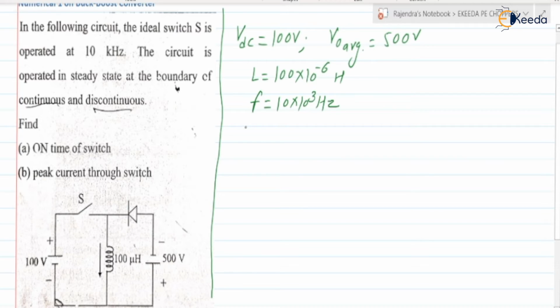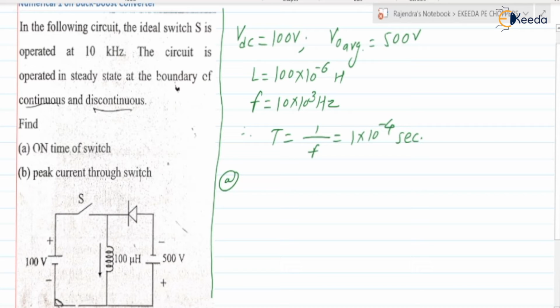So can we find the time? T is equal to 1 by F. If you check, it is 1 by 10 kilohertz, that is equal to 1 into 10 to the power minus 4 seconds. This is the time T, which is equal to T on plus T off. Now our task is to find the on time of the switch. It is very straightforward.